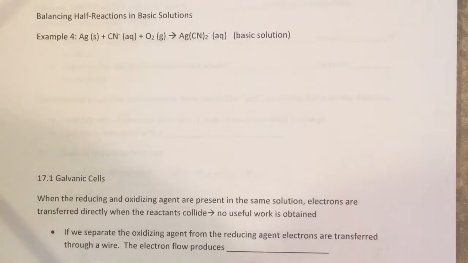So in the last video, we learned how to balance a half reaction if it was an acidic solution. In this video, we're going to talk about how to balance a half reaction if it's a basic solution. Now it starts out exactly the way it was before. We need to determine who's being oxidized, who's being reduced, and how it's changing.